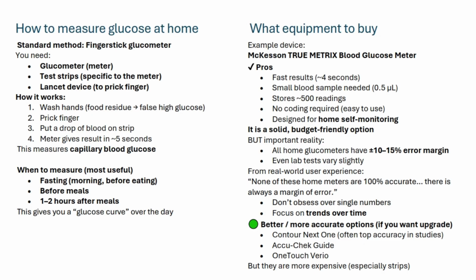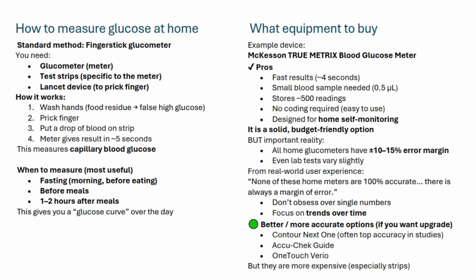The most effective times to measure glucose levels include fasting in the morning before eating, before meals, and 1 to 2 hours after meals. This practice helps create a glucose curve that reflects daily fluctuations in blood sugar levels. For equipment, the McKesson TrueMetrix blood glucose meter is highlighted as a reliable and budget-friendly option.